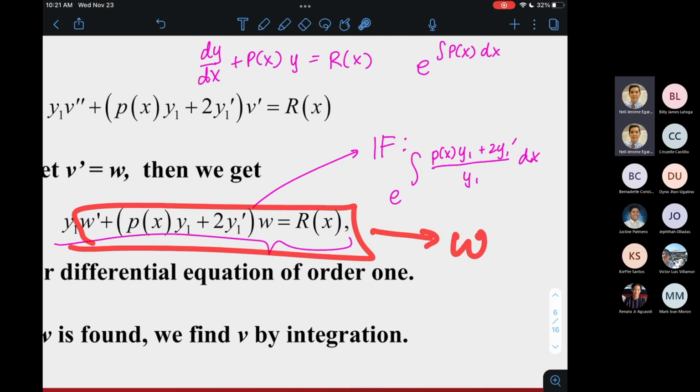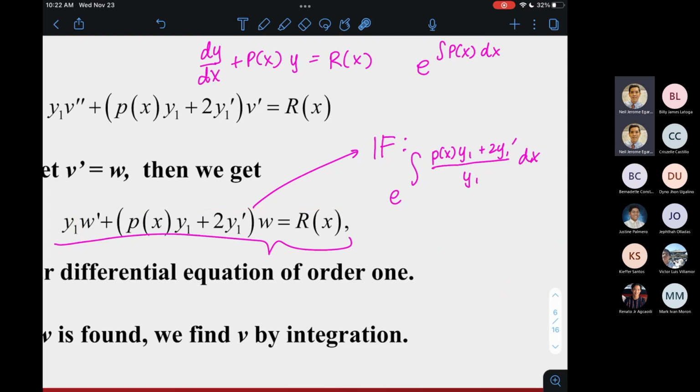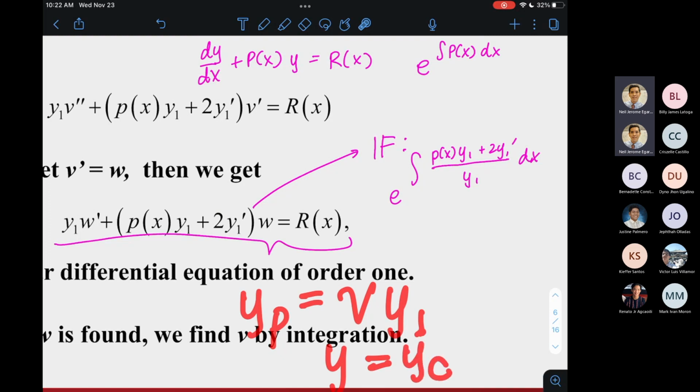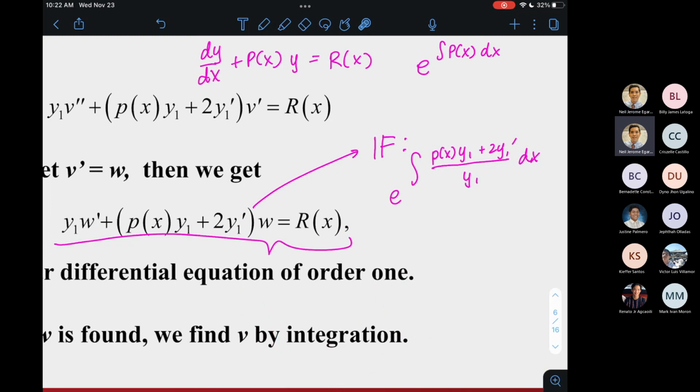Alright? Once you find w, just remember that w is equal to v prime. So to find v, we need to integrate. So it's just the integral of w dx, whatever the w that you got. Okay? Then once you know v, we can find y sub p. y sub p is equal to v y sub 1. Then we can find the general solution. The general solution is y sub c, the homogeneous solution, plus v y sub 1. Okay? So that's the plan. It sounds really simple, but in practice, it's not that easy to perform.